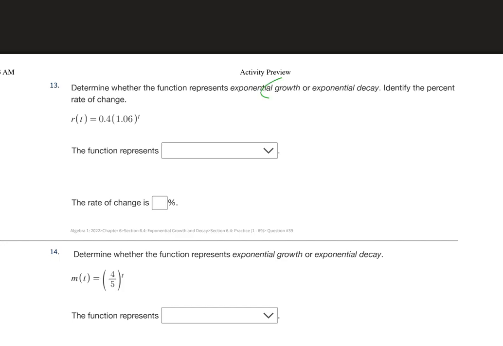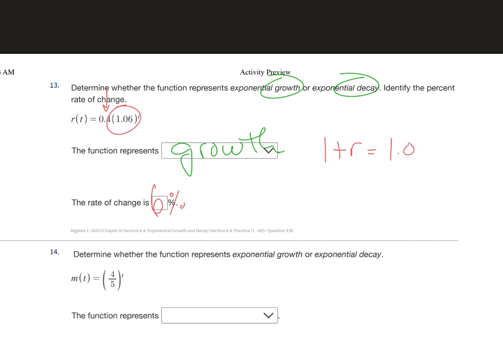Same thing, is it growth, is it decay, and find the rate of change. This is also growth. You might go, well, hang on a second, what about that 0.4? That just means our initial amount, our initial value is 0.4, but this is still growth. And looking at that, our rate of change is 6%, because 1 plus what amount is going to give us 1.06? Well, 0.06, and we bounce to get 6%.